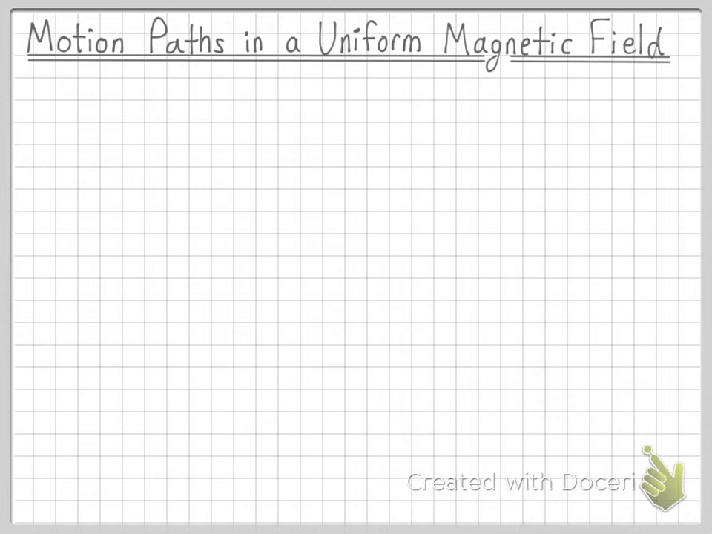This video is a brief introduction to the different paths of motion charges can take when traveling in a magnetic field. We have three different cases. The first case is when the charge travels parallel or anti-parallel to the magnetic field.